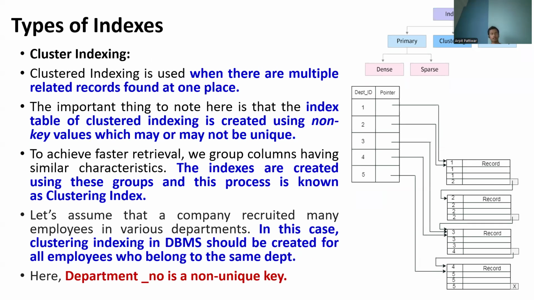Cluster indexing is used when there are multiple similar records found in one place. The most important thing to note here is that the index table of clustered indexing is created on key values, which may or may not be unique. To achieve faster retrieval, we group the columns having similar characteristics, and the indexes are created using these groups. This is known as clustering index. Let's assume that a company recruited many employees in various departments. In this case, clustering indexing should be created for all employees who belong to the same department.